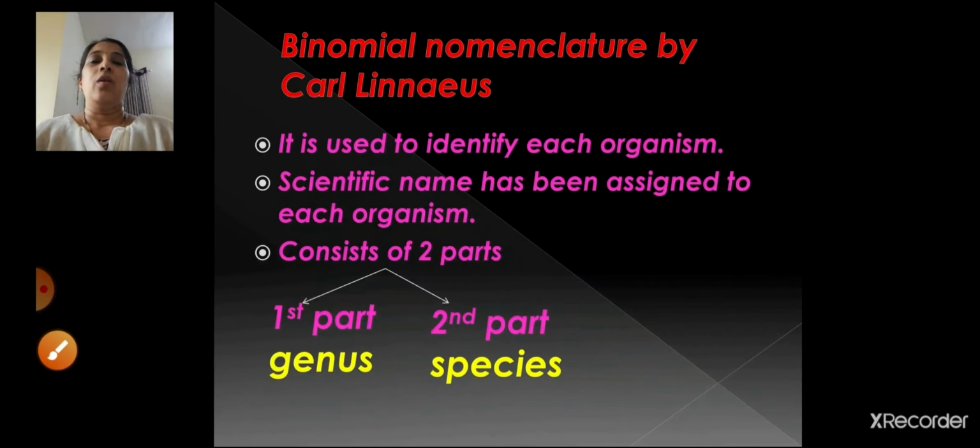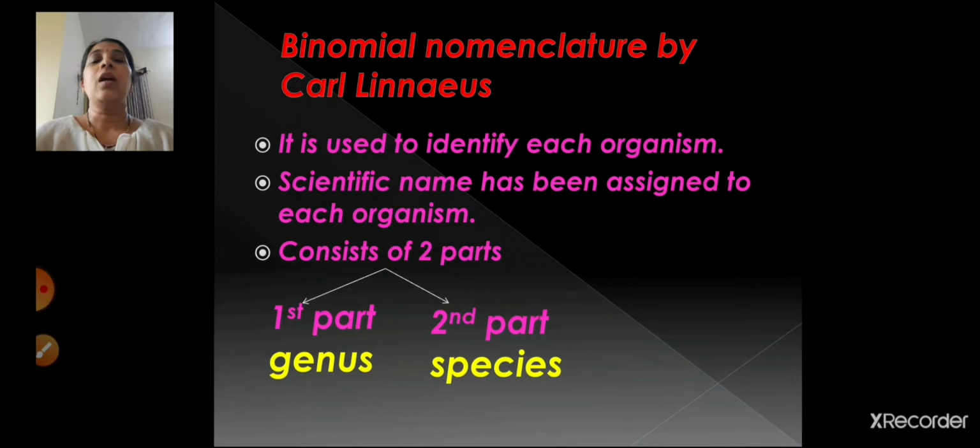Now we are going to see binomial nomenclature. Binomial nomenclature was introduced by Carl Linnaeus. For identifying each organism, binomial nomenclature was used, so a scientific name has been given to each and every organism. How is this scientific name given? It consists of two parts. The first part is the genus and the second part is the species.